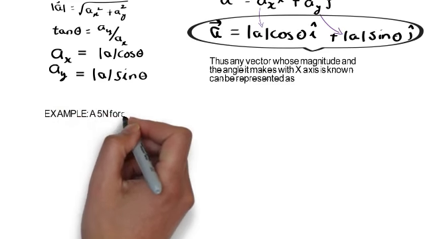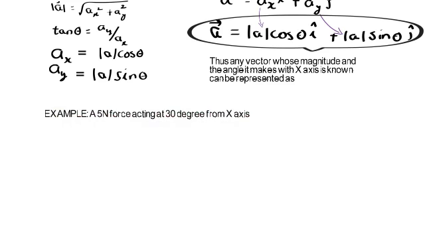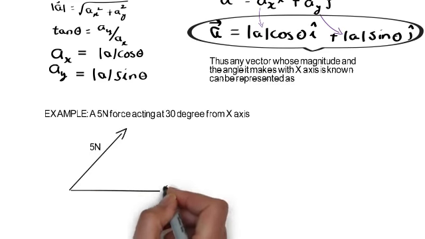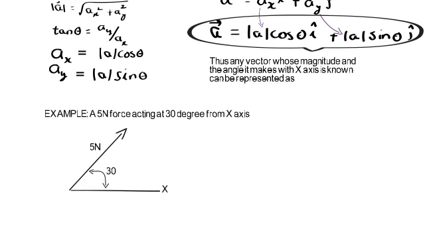A 5 Newton force is acting at 30 degrees from the x-axis. We know that force is a vector, we know the magnitude of the force, 5 Newton, and we know the direction it makes with the x-axis. We want to represent this vector in rectangular form. That means I want to represent this vector in the IJK format. So this is the 5 Newton force which acts at an angle of 30 degrees from the x-axis. How can I represent it mathematically in the IJK format?